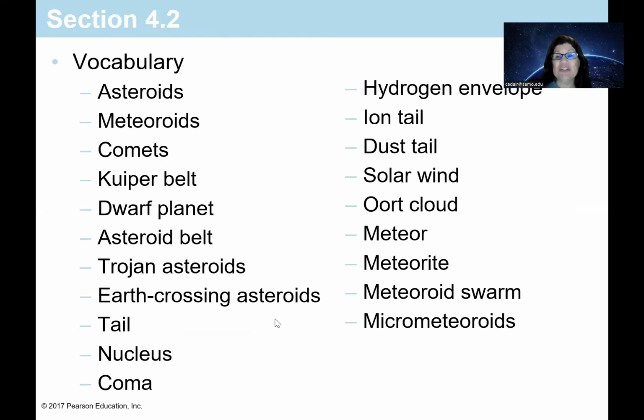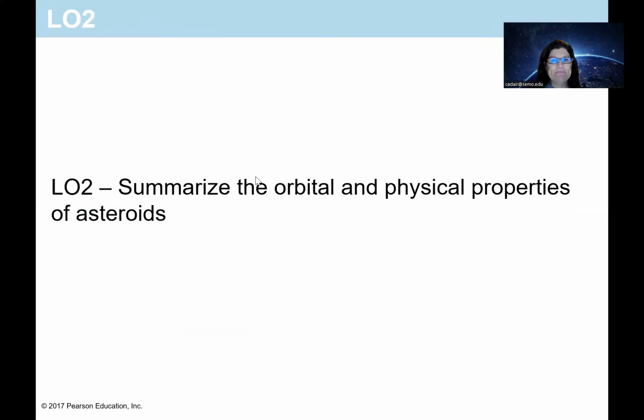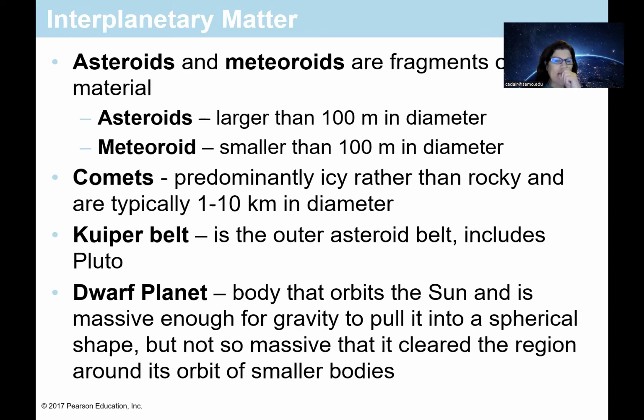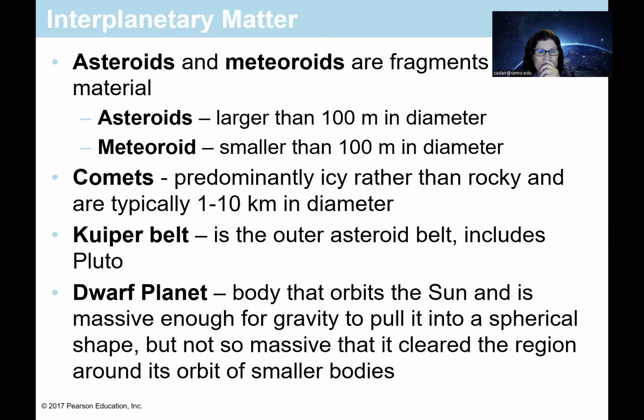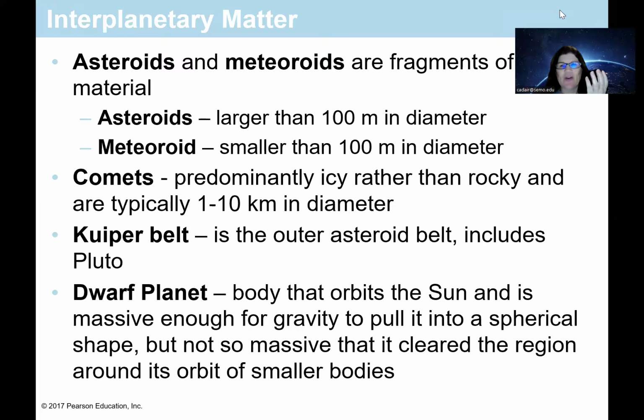So there is a bunch of stuff out there as well, and there's a bunch of vocabulary here. So we're going to talk about the orbital and physical properties of asteroids. Asteroids and meteoroids are fragments of rocky material. Asteroids are basically just larger than 100 meters in diameter, which is just an arbitrary cutoff that we scientists have made. A meteoroid, though, is smaller than 100 meters in diameter.